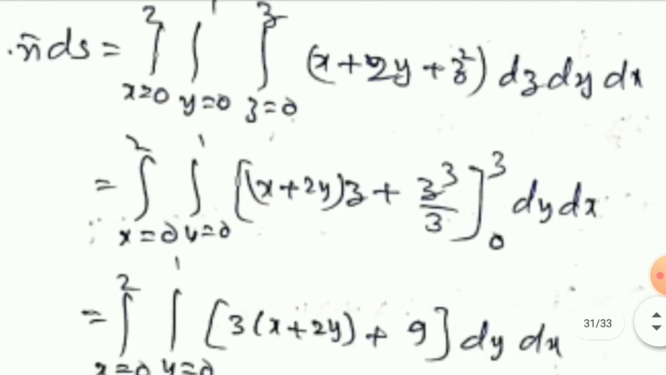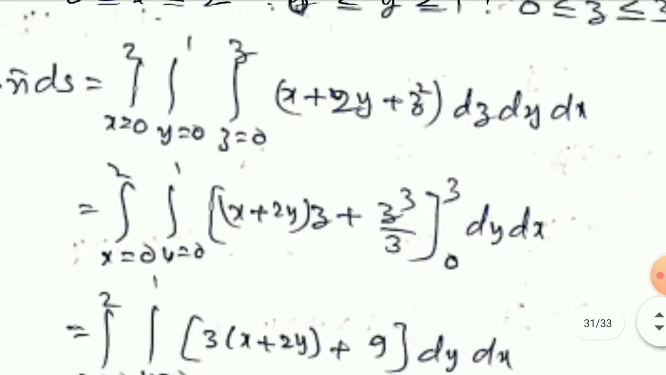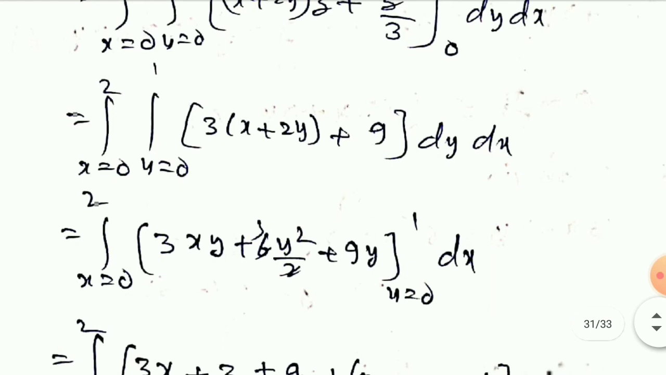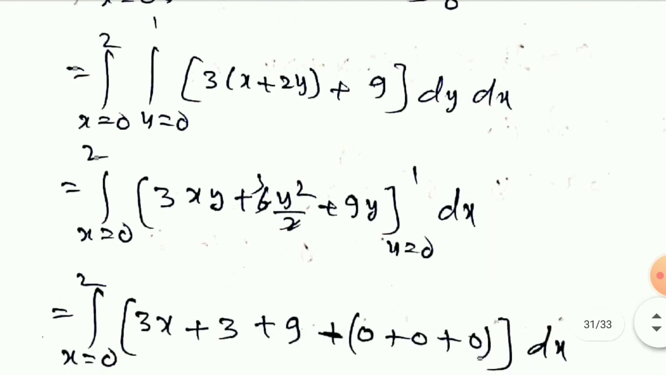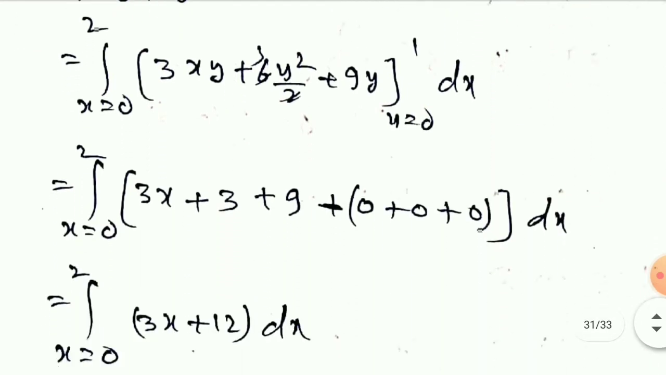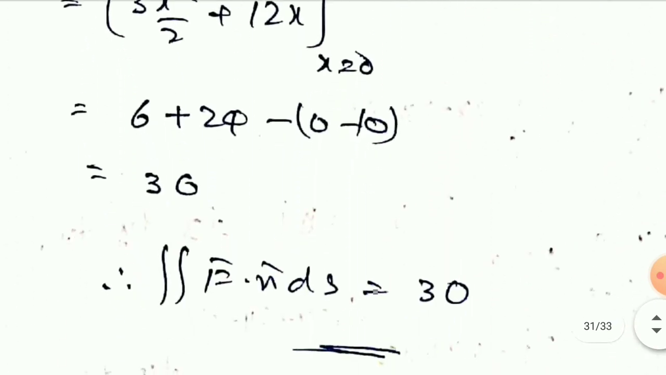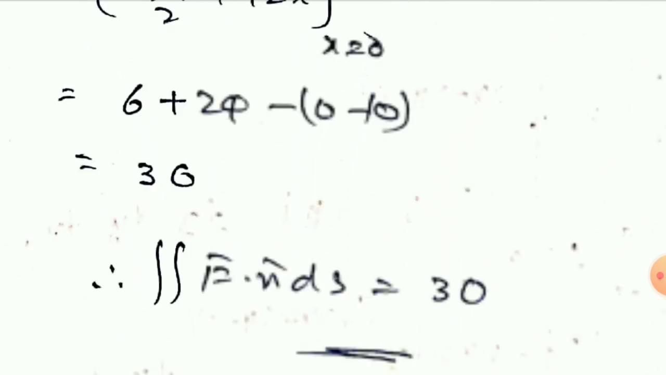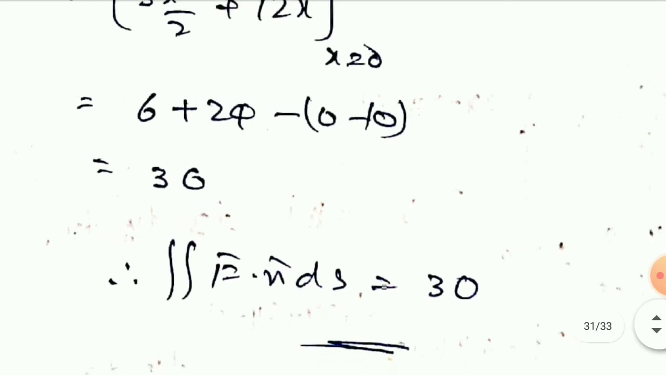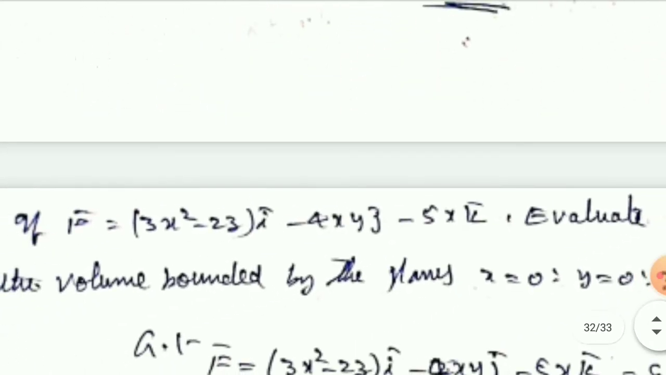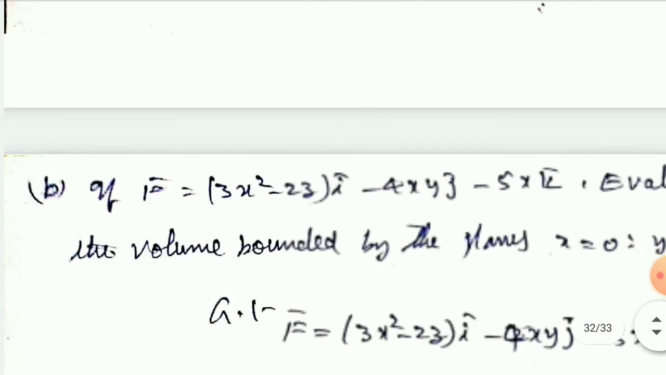First you do integration with respect to z, substitute the limits. Next, on making the simplification, integrate with respect to y, substitute the limits. Then integrate with respect to x, substitute the limits. The final answer is 30. Whenever you are using the theorems, you calculate the opposite integral to get your final answer. This is the last bit of your complete May 2019 paper.